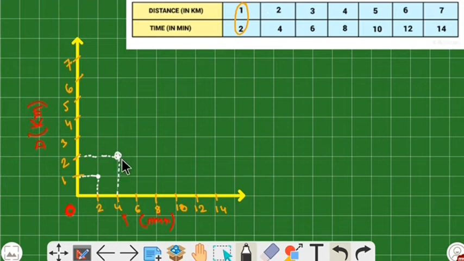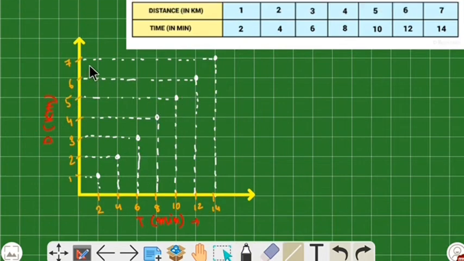So this is the second point we got. Third point is like that. Now students, here you can see that we have drawn all the points, all the 1 2 3 4 5 6 7 points. Now what we have to do, we have to join all the points. Now here we can see, if I join all the points, it will become a straight line. So if it becomes a straight line, we can say that it is a uniform motion. So we can write that it is a uniform motion. So this graph indicates a uniform motion.